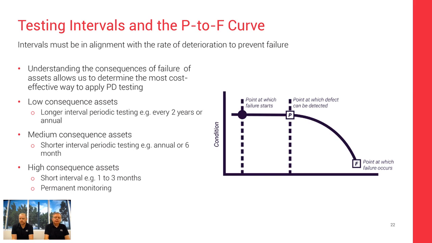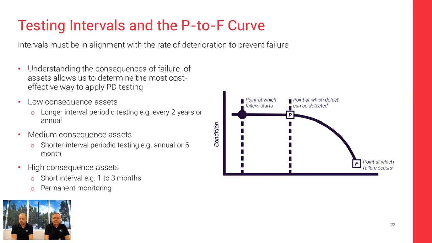So the less frequently you test, the more probability you will have of a failure. You're reducing the probability less. So for low consequence assets, maybe once every year or once every 2 years. Medium consequence, you're halving that, coming down to every year or every 6 months. For high consequence assets, maybe you're looking at every 1 to 3 months, or permanent monitoring.